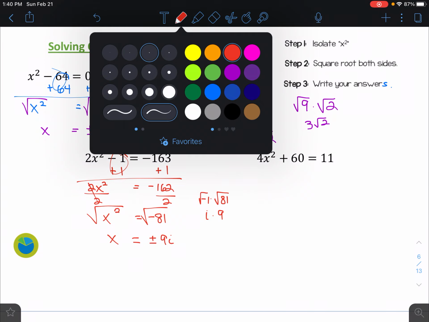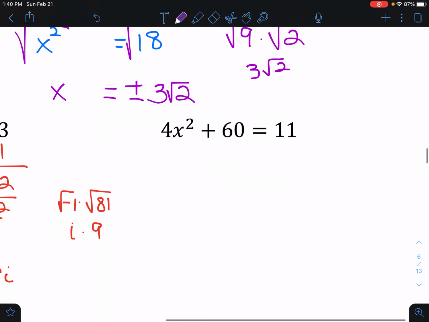Okay, let's just do another one. Make sure we're on the right track with these. Subtract 60 from both sides.